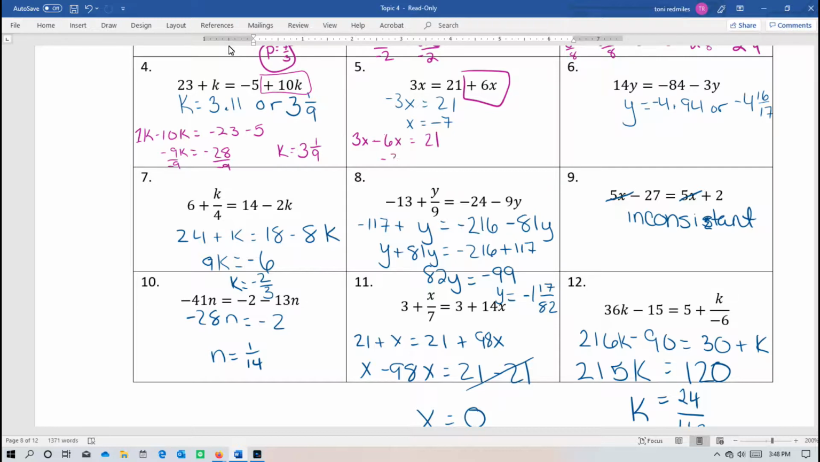All right, so 3x, bring this over to the other side, making it a negative 6x equals 21. This is going to give me a negative 3x equals 21. Divide both sides by that negative 3, and we're going to get x equals a negative 7.